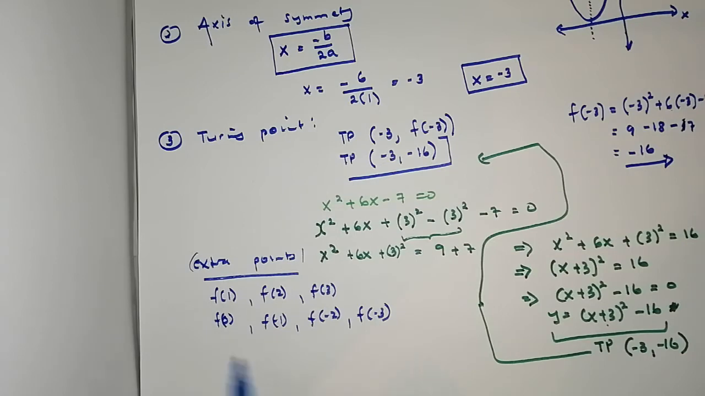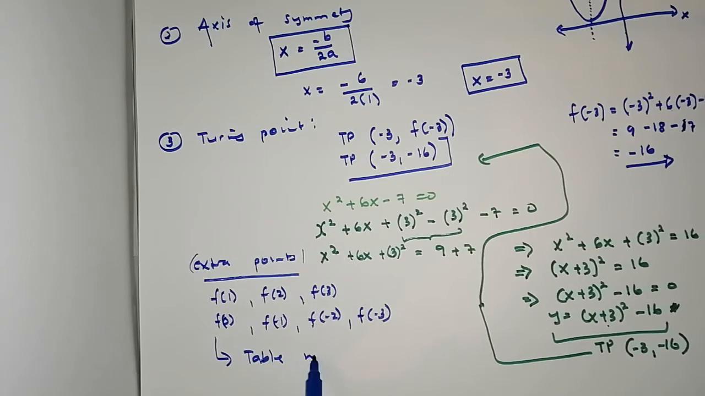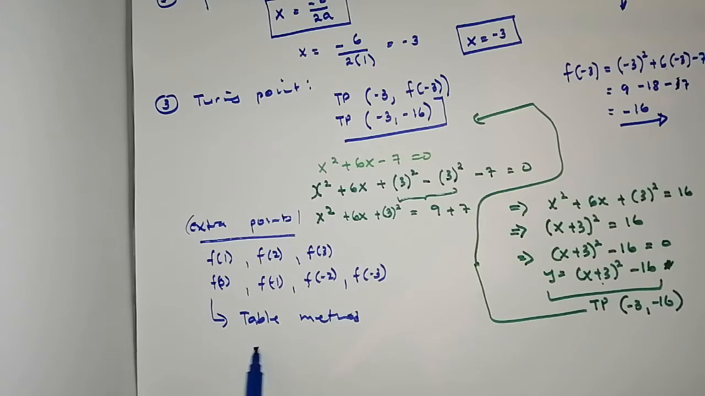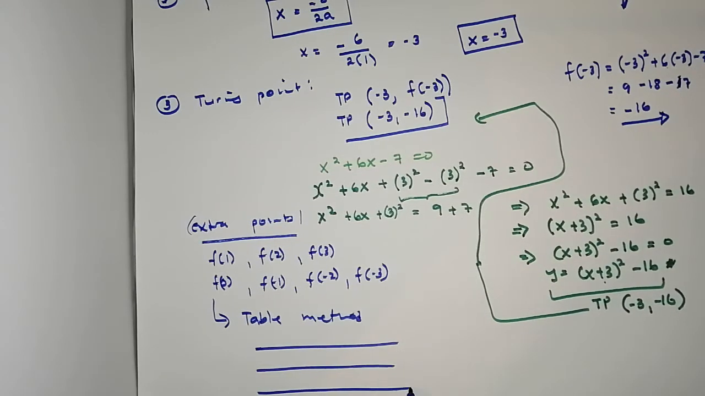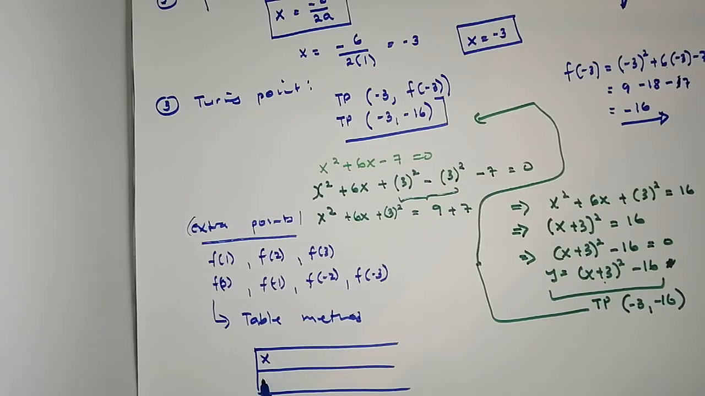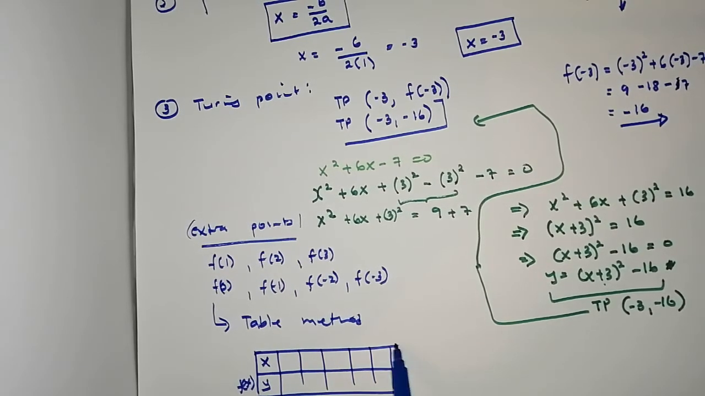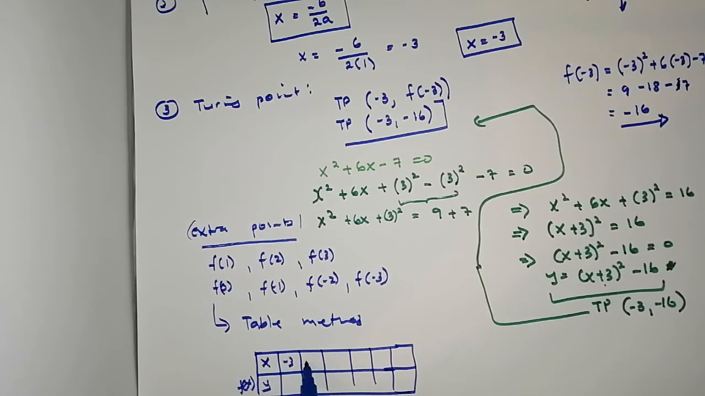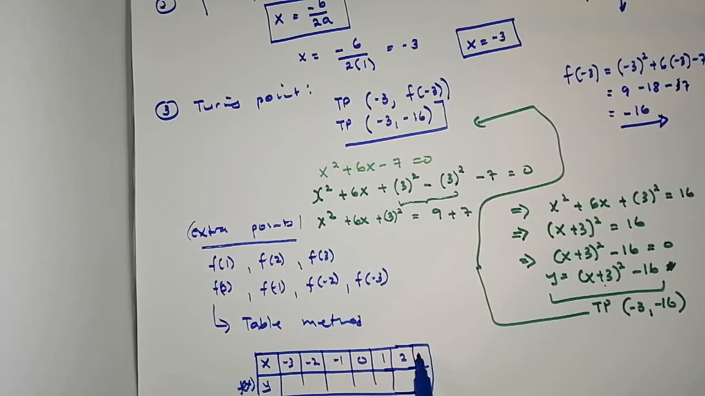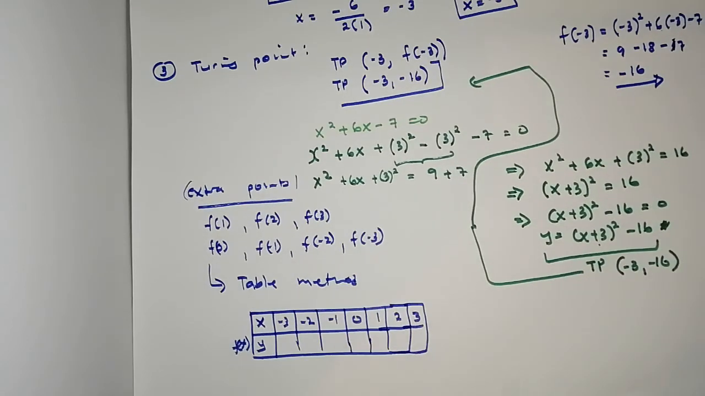And also, if you would use the table method, you could still plot your graph, but that might not give you much information about your graph. You'll find x and then y. Obviously this y is f of x. You can just write f of x if you are keen, and then find the values that apply, say minus 3, minus 2, minus 1, 0, 1, 2, and maybe 3. So you choose your values, unless they give you a table like this, then you use your calculator to find your values.